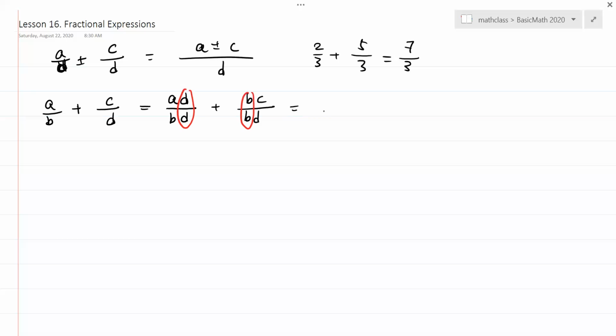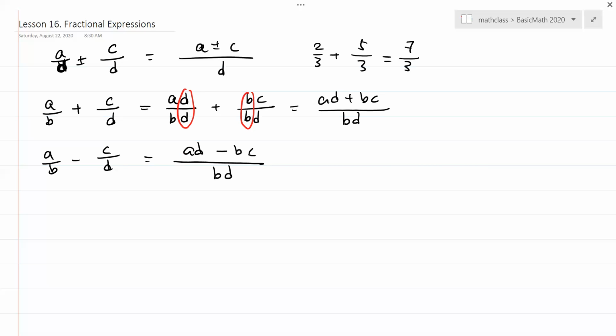So now you have a common denominator. BD is a common denominator. Then AD plus BC. Similarly, AD plus BC is actually like a cross product. You see AD and BC. So similarly, you will get BD as the denominator and AD minus BC. Okay, that's minus.